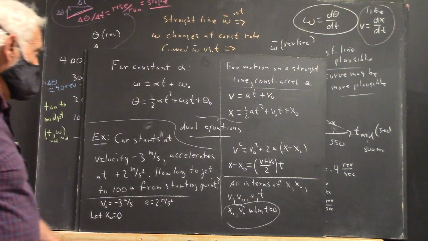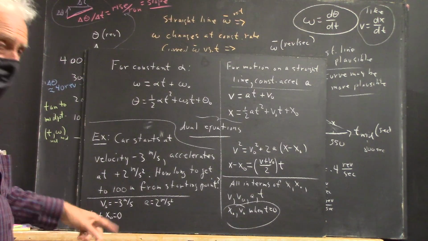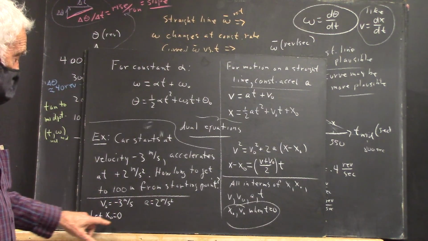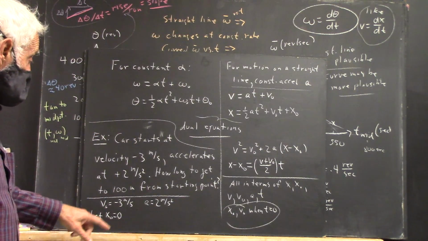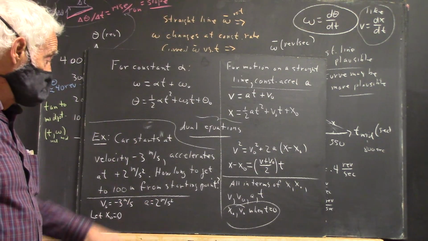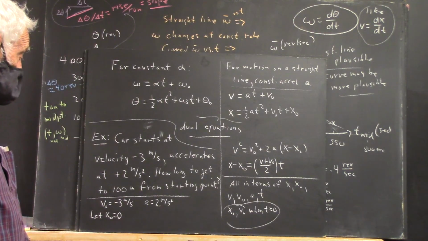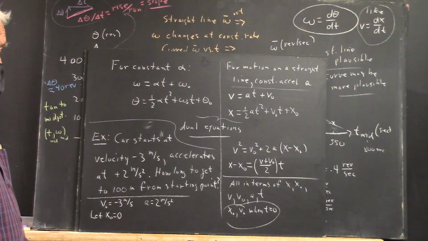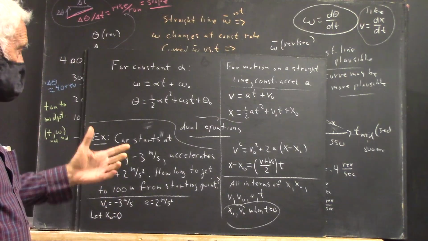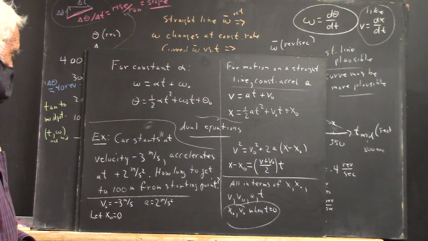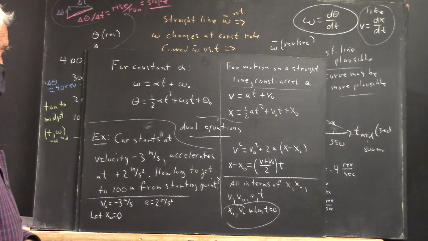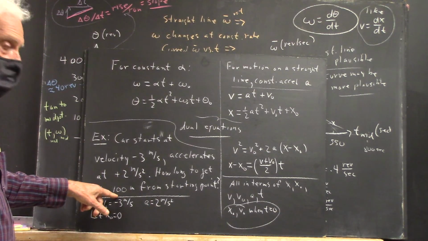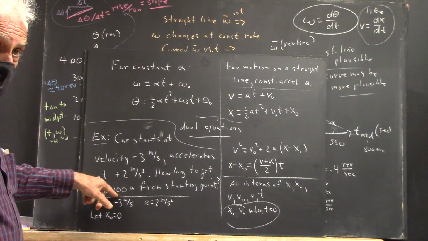Okay, so we can let x naught be anything, but we might as well let it be 0. That doesn't hurt anything. So x naught is 0, v naught is -3 meters per second, a is 2 meters per second squared. What equation up here has v naught, x naught, and a, and also you want to get to 100 meters, okay?